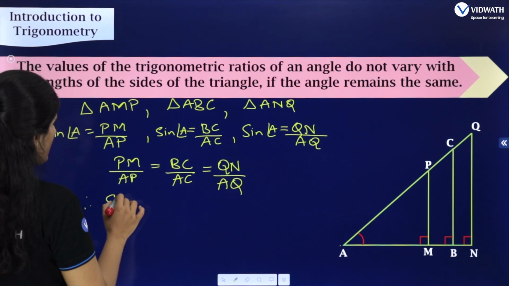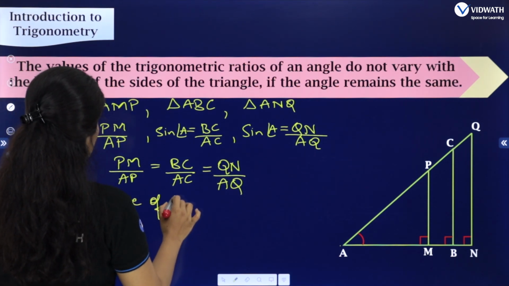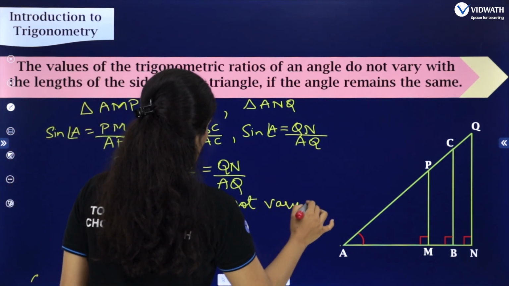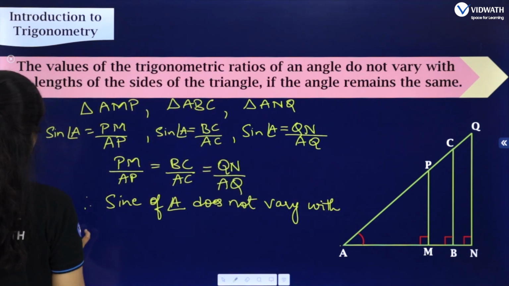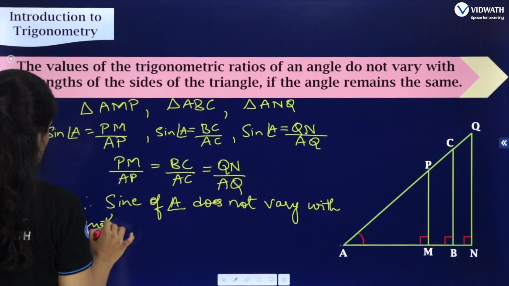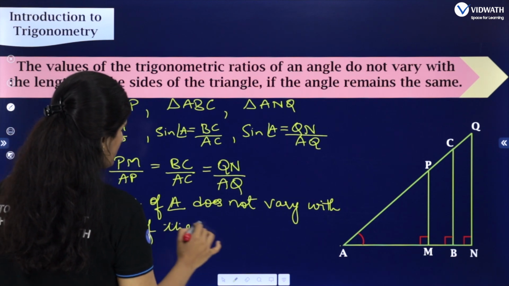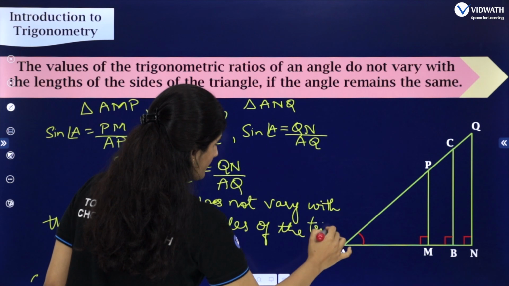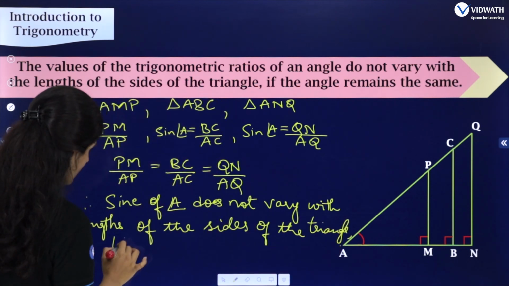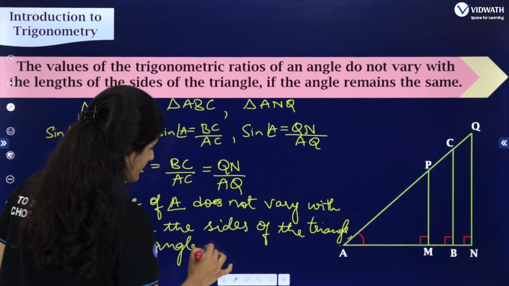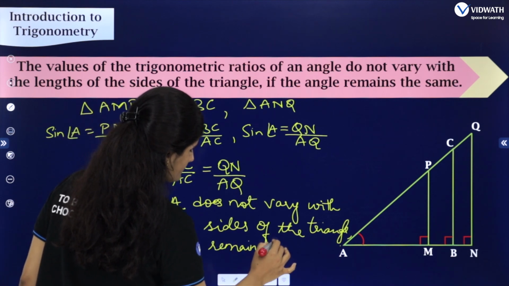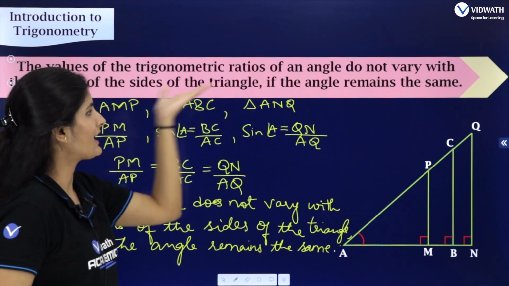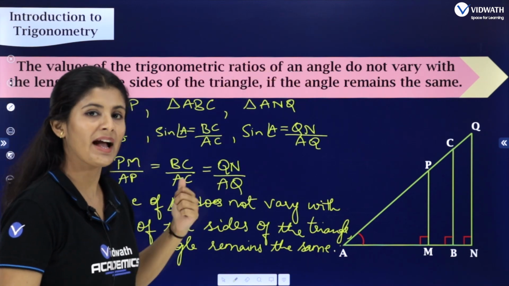Therefore, sine of angle A does not vary with the lengths of the sides of the triangle, provided the angle remains the same. Hence, we have seen that this above statement is true. I hope this is clear.